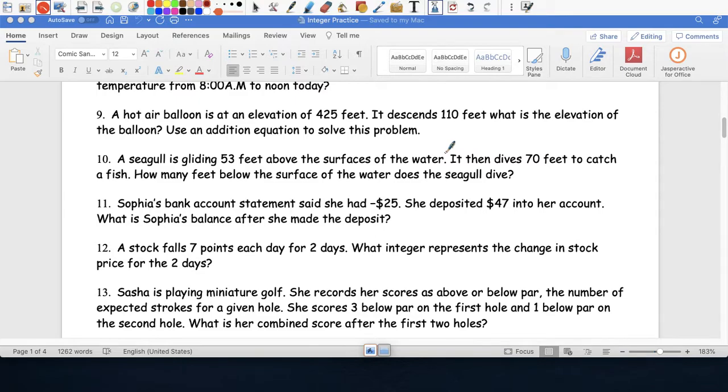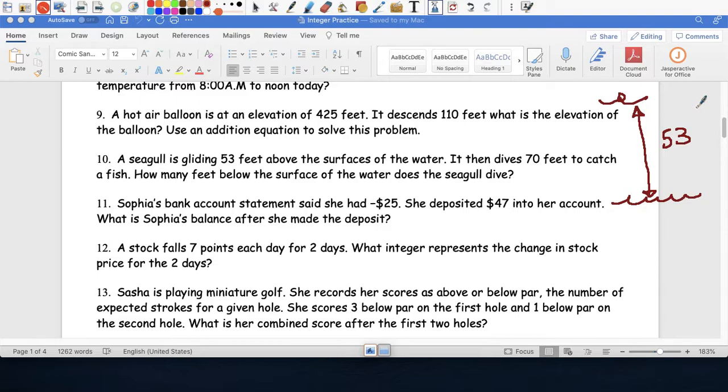Ten. A seagull is gliding 53 feet above the water. It dives 70 feet to catch a fish. How many feet below the surface of the water does the seagull dive? Well, I think this one is easier for you to draw. Think about it. Here's a seagull. Right, so his height right now is 53. It says that it dives, right?